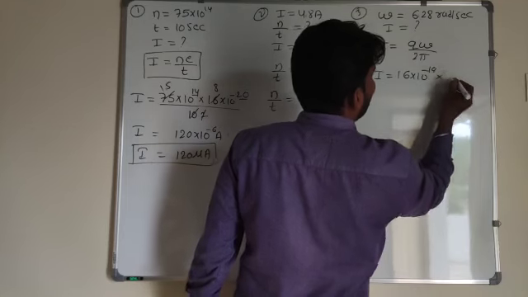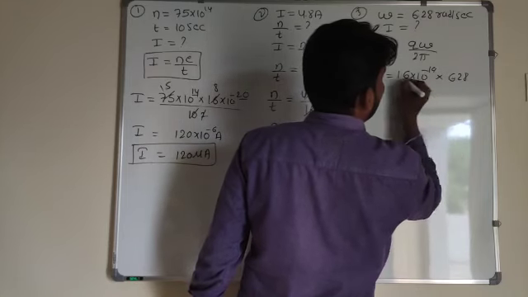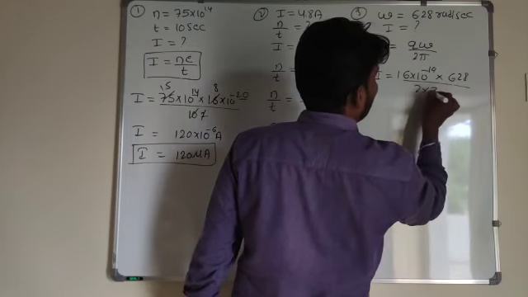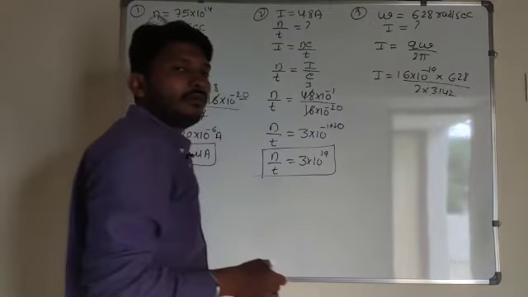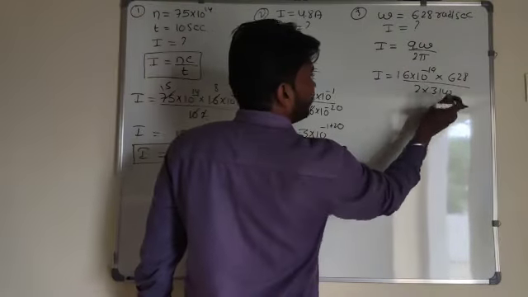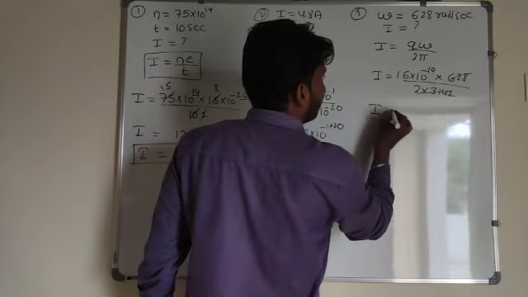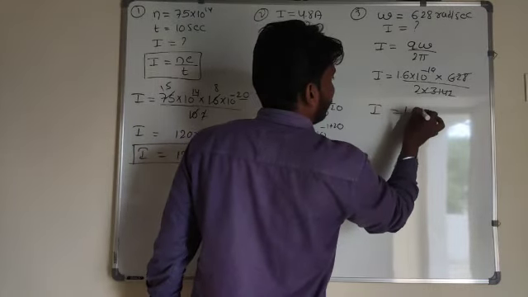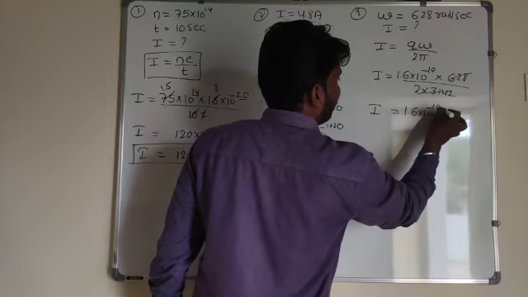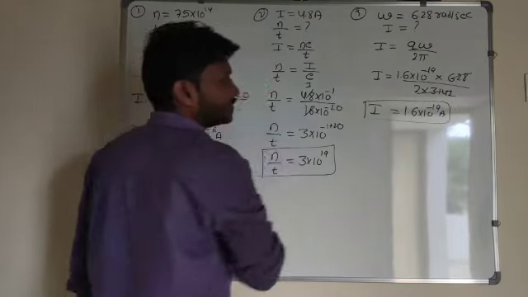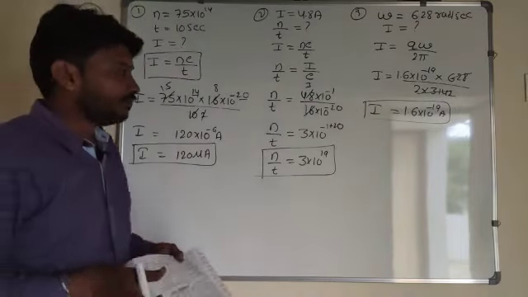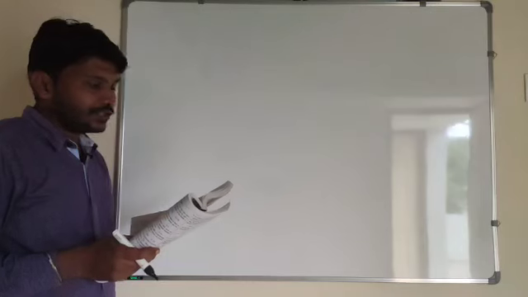The omega value is 6.28. 2 into pi means 2 into 3.142, so that is nothing but 6.28. So the current value is 1.6 into 10 to the power of minus 19 ampere here. So this is about the current value. We'll look at the next question.